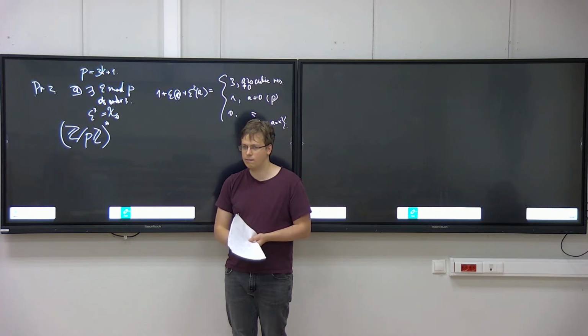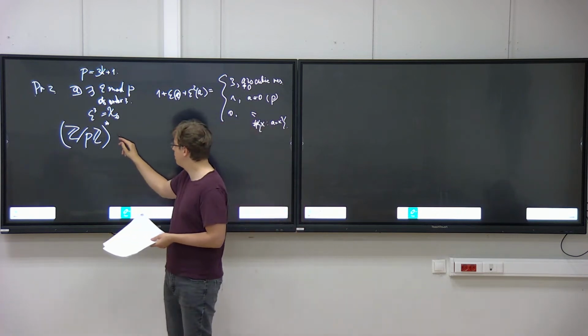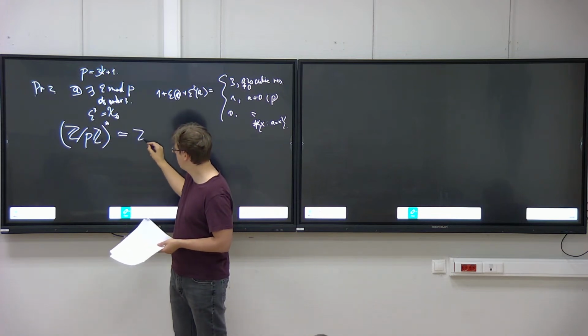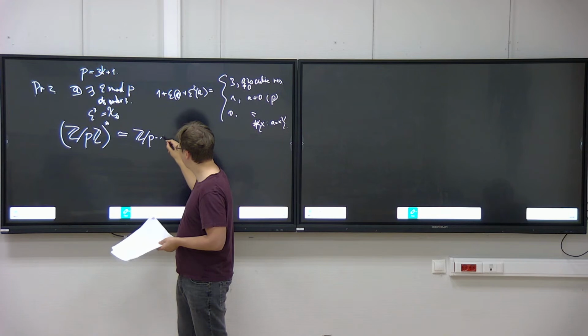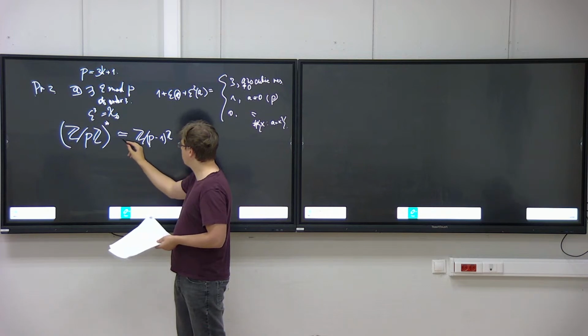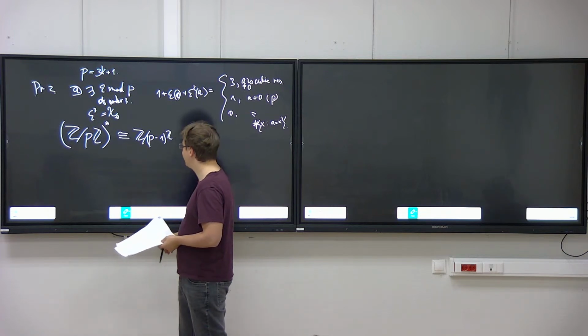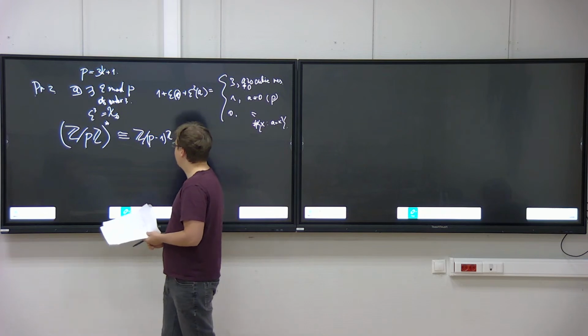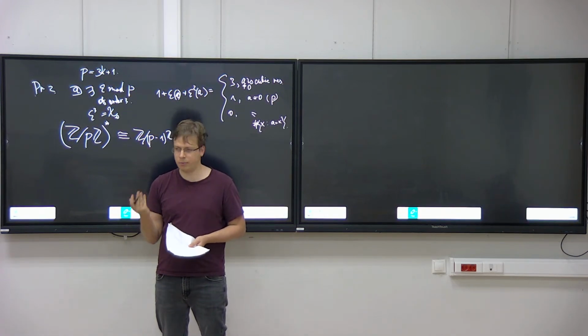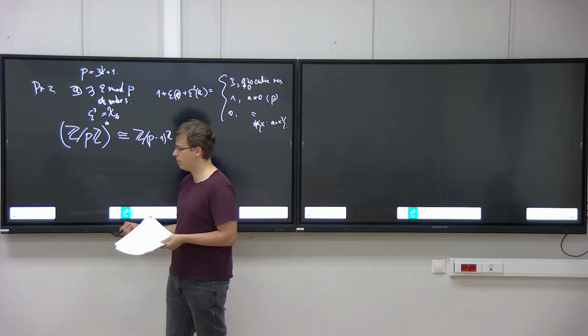Yes, it's cyclic, and the order modulo p is p minus 1. Please don't write it like this, because this isomorphism is not canonical. So there is a primitive element, a primitive root.